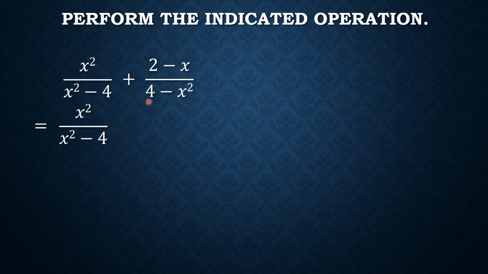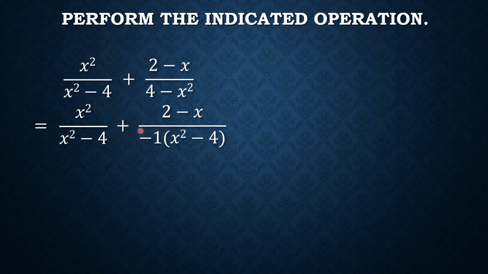So, in order for them to be the same, we need to factor out negative 1. Okay, so by checking, negative 1 times x squared is negative x squared. Negative 1 times negative 4 is positive 4. Papansin mo, x squared minus 4, x squared minus 4. Okay, so same na sila. But, ano mangyayari dito kay negative 1?